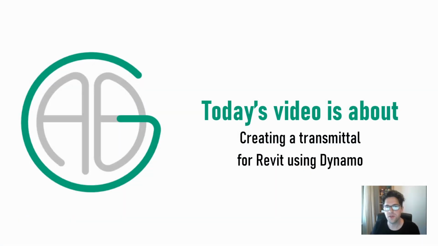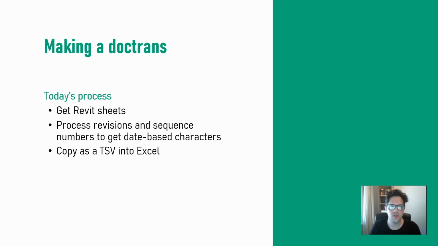G'day there, you're watching the Aussie BIM Guru, and today I'm making a video about making a document transmittal in Revit using Dynamo. So today we'll be getting all the sheets in a Revit model and processing their revisions and those revisions' numbering sequences to get the specific characters to that date or revision, and also to that sheet and how many times that revisioning sequence has been used.